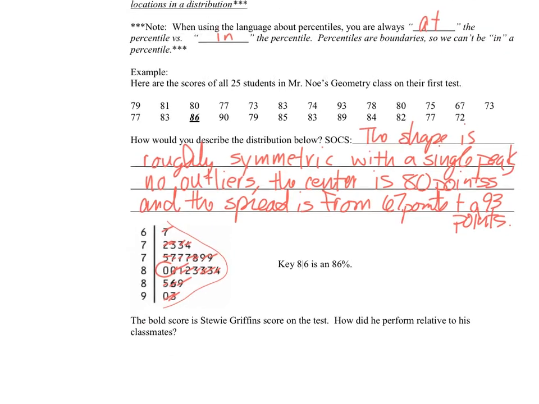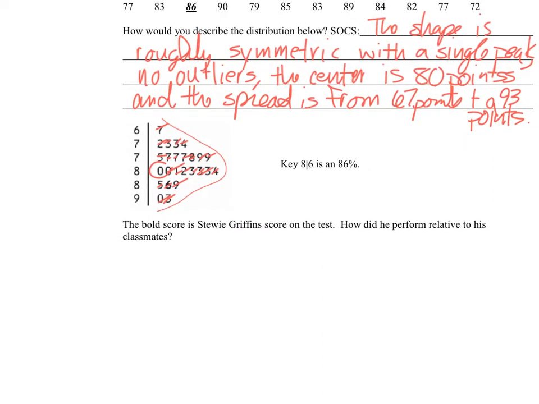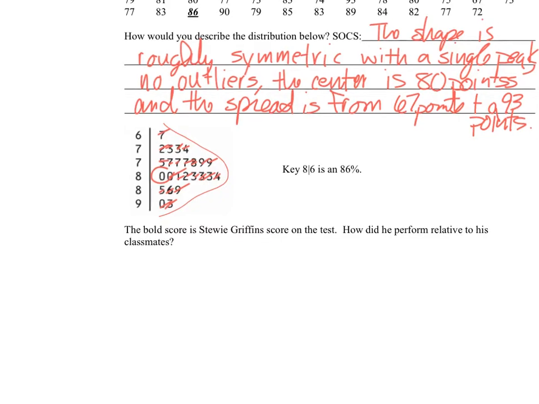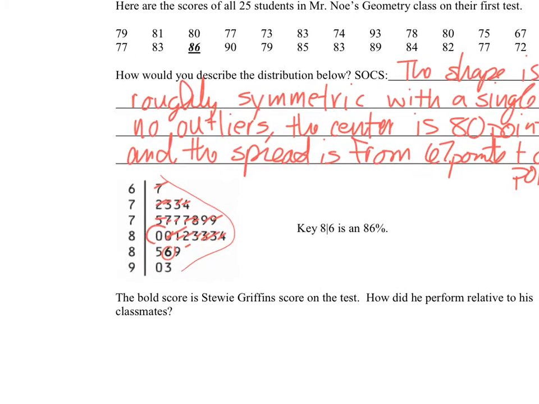Yeah. All right, so the bold score, let's imagine that's Stewie Griffin's score on the test. How did he perform relative to his classmates? Well, if we look at Stewie's score here, 86, Stewie is actually the 4th score from the top, this one right here, the bold one. So that means if there were 25 people in this, there are actually 21 people below him. So all these people below him right here.